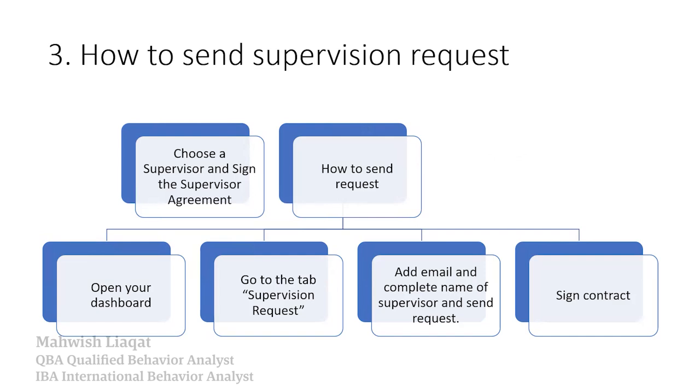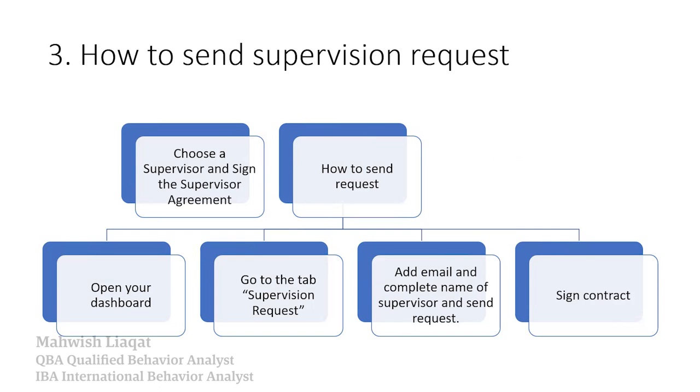Next thing is you have to select a supervisor. So before sending the request, first you have to choose the supervisor, and there is also a supervisors directory in IBAO. How you can send the request is you have to open your dashboard of your IBT account. There is an option of dashboard on the left side. Then go to the tab Supervision Request. Then you will have to add the email ID and complete name of your supervisor, and then you will send request.